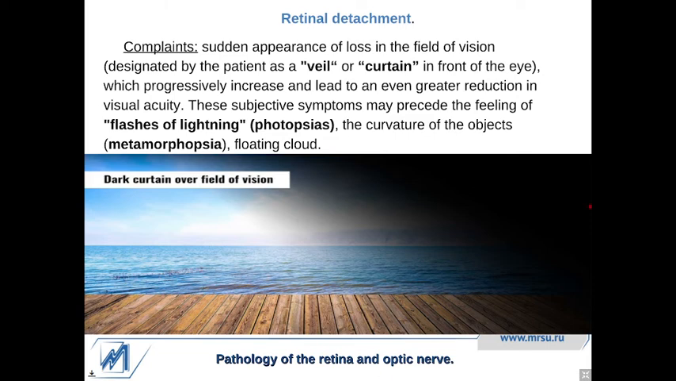What about complaints in retinal detachment? The sudden appearance of loss in the field of vision, described by the patient as a veil or curtain in front of the eye, which progressively increases and leads to an even greater reduction in visual acuity. These subjective symptoms may be preceded by the feeling of flashes of lightning, named photopsias. The curvature of the objects, metamorphopsia, floating clouds, due to changes in the vitreous body.